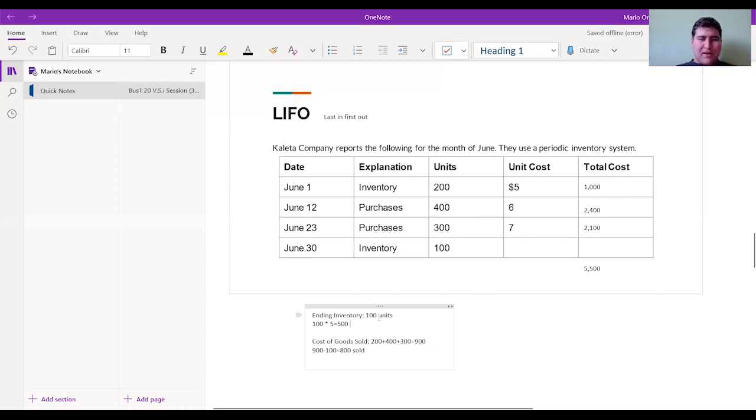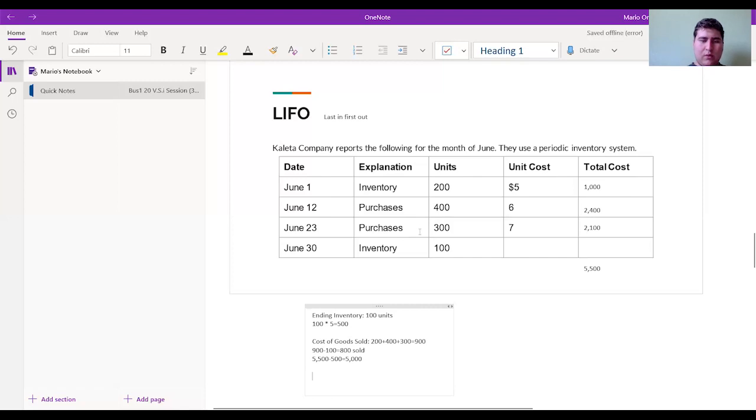Okay. So we have our 100 units at $5, or $500, for ending inventory. A good way we can do this quickly is to just say our total cost of $5,500 minus our ending inventory cost of $500, and we have a cost of goods sold of $5,000. That's the quicker way that you can do it. But just to check that we have all the right numbers, we can check it the way that we did for the FIFO ones.